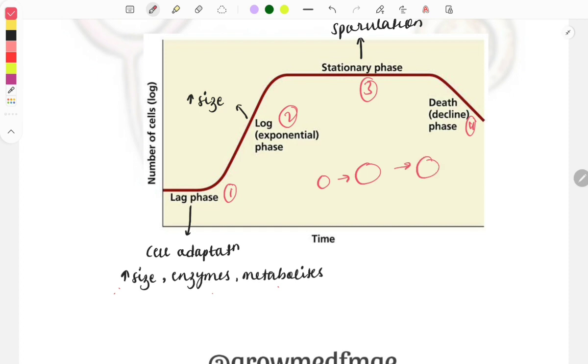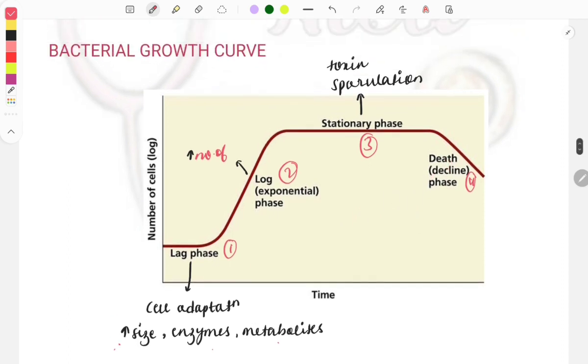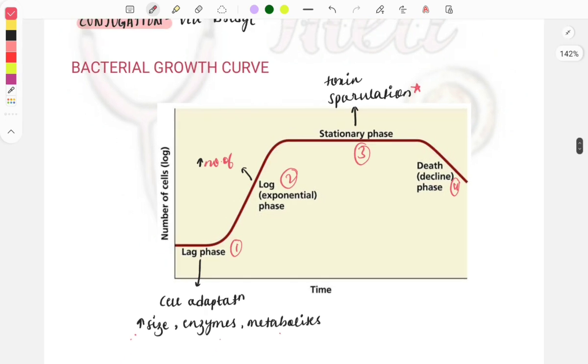The next phase is the log phase, which is also called the exponential phase. What happens is an increase in the number, sorry, not size, an increase in the number of bacteria. The bacteria start to divide, so the number increases. In the stationary phase we can see toxin production and sporulation. Sporulation and toxin were both asked as one liners in past years. In the decline phase the bacteria start to die, so the slope will be coming down. You need to remember this because they can also ask image based questions. They can give this graph, mark any one point, and ask you to identify it.